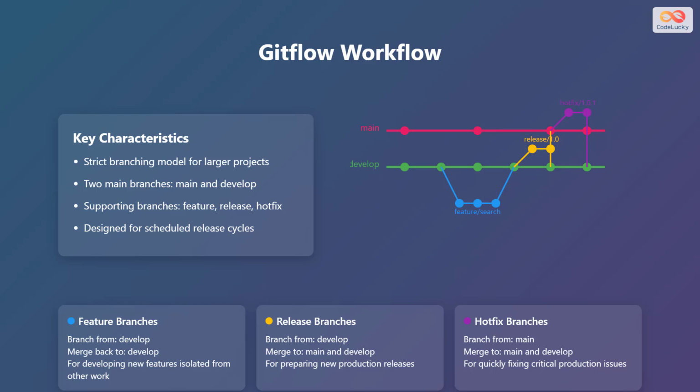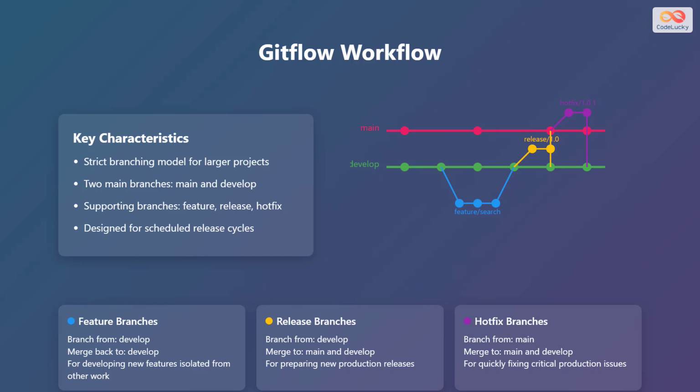Let's discuss the Gitflow workflow. This is a strict branching model for larger projects. It has two main branches, main and develop, and supporting branches, such as feature, release, and hotfix. It is designed for scheduled release cycles.